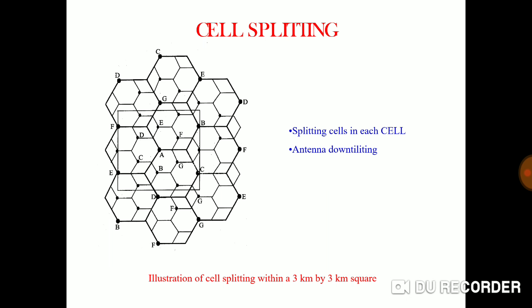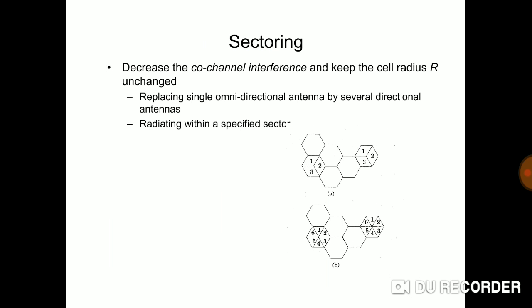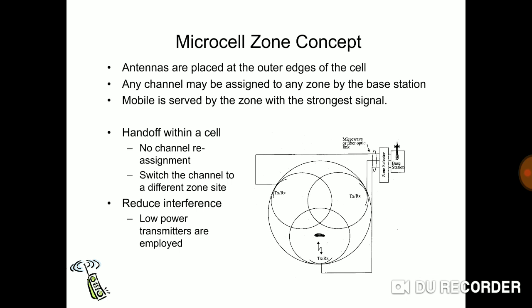The next one is cell splitting, and here again there is an example implemented with 3 kilometer, 3 cross 3. We are assigning the antenna tilting and also the cell splitting. The next one is sectorizing. Here sectorizing decreases the co-channel interference and keeps the radius unchanged, by replacing the single omnidirectional antenna with several directional antennas which are able to receive the information in all the directions.